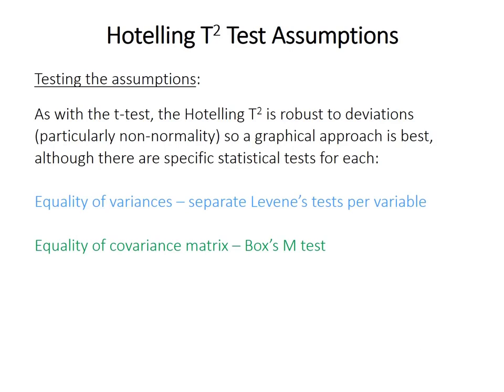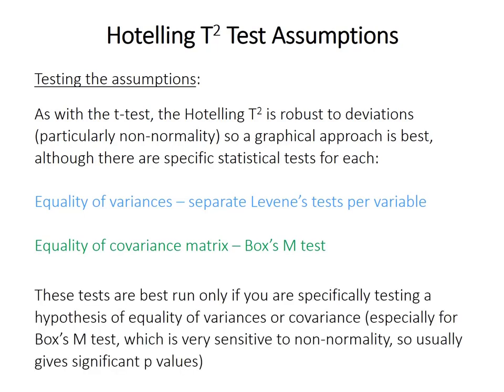So the Hotelling T-squared test is fairly robust to these deviations from these assumptions, particularly if it's not normal, as long as the sample size is fairly large. You could run, for example, Levene's test to see if the variances are equal. There's also this test called Box's M to look at the covariance matrices, but it's generally not recommended. Both of these tests are too sensitive, particularly if your goal is only to assess the assumptions. The Box's M test apparently is very sensitive to non-normality, so it will often reject the null hypothesis that they have equal covariance matrices, even if it's totally fine for a Hotelling T-squared test.